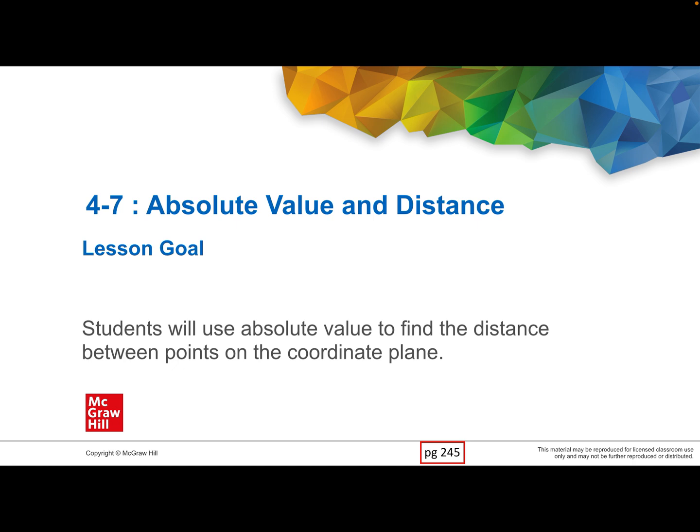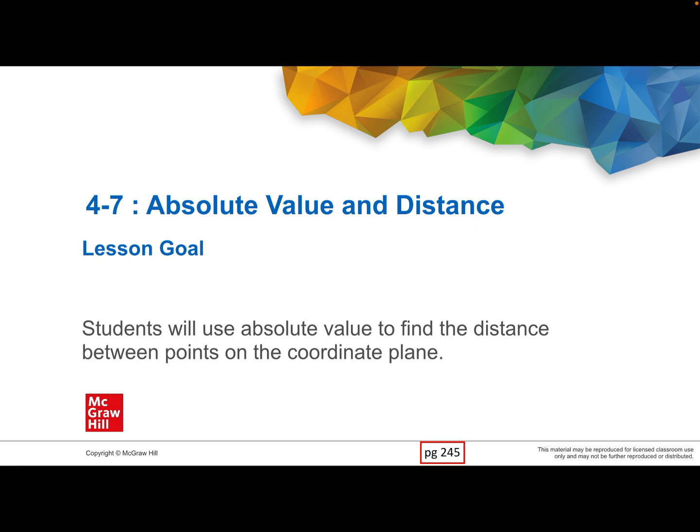Today's lesson is lesson 4.7, Absolute Value and Distance, which begins on page 245 of your math book. This is the last lesson in this module. As usual, pause and do the warm-up problems on your own, as well as the check problems. There are 4 check problems in this lesson. Also do the talk about it and think about it. They're very, very important.